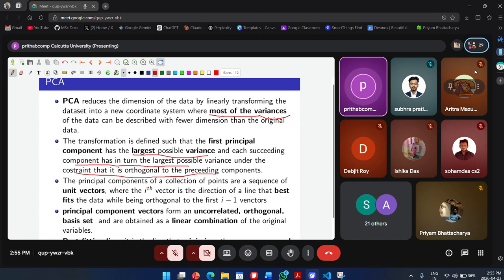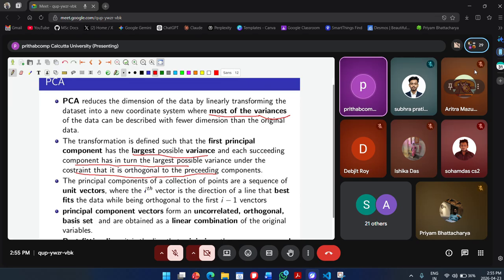So this is what I said. Principal components are orthogonal to each other. The first principal component is a direction that has the largest possible variance among all, and each succeeding component has in turn the largest possible variance under the constraint that all are orthogonal.